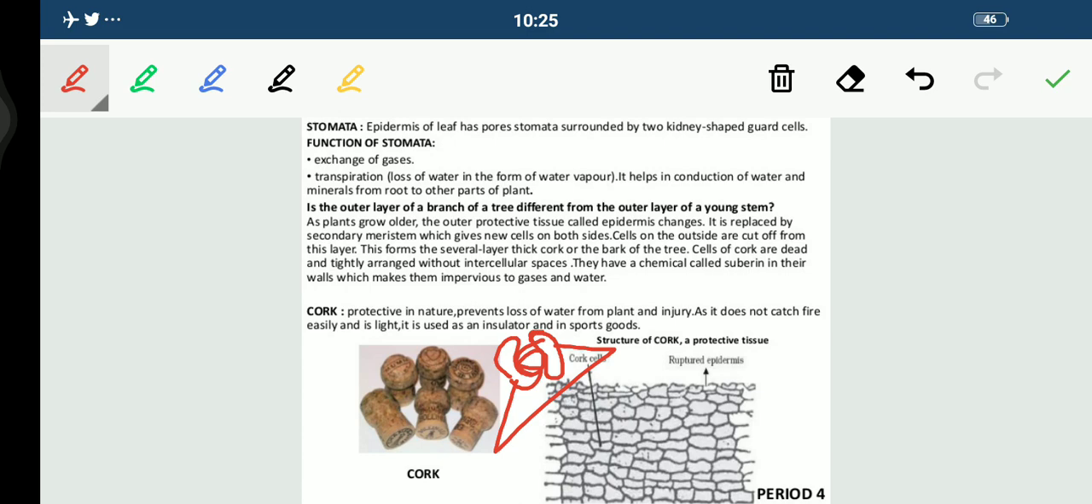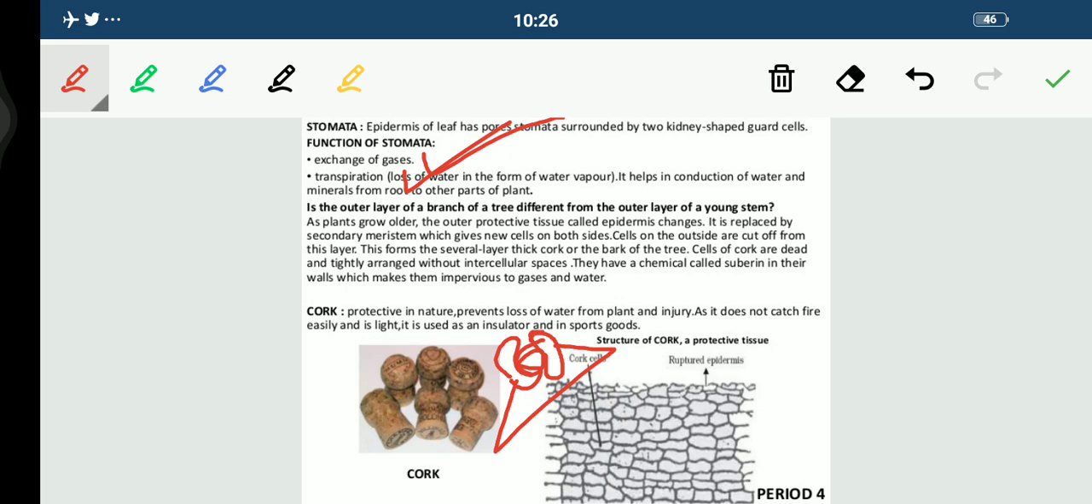And what is the function of stomata? First one we have is the exchange of gases. Next is transpiration, the loss of water in the form of water vapor. So it helps in conduction of water and minerals from the root to other parts of the plant. Fine, you know what transpiration is, students. So the two main functions are performed by the stomata.